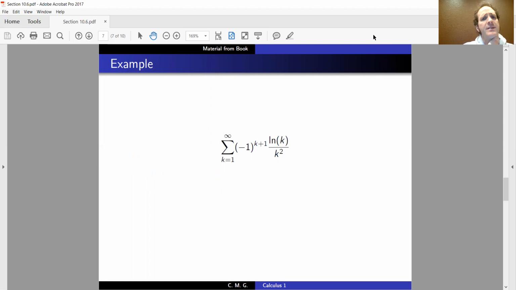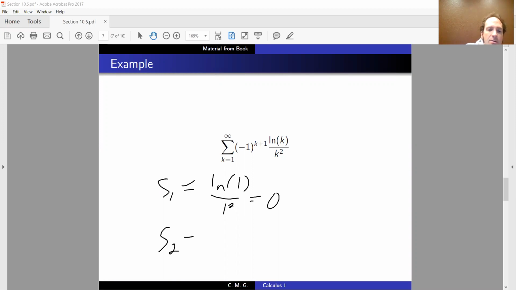So let's look at an example of this. I've got an alternating series here. It's going to be natural log of k over k squared. And we want to think about terms here, let's think about partial sums. The first term of this is just going to be natural log of 1 over 1 squared. And natural log of 1 is 0. So this term is just 0.